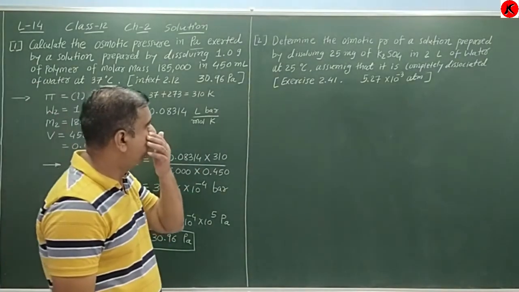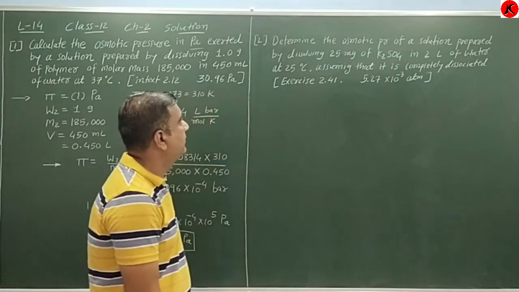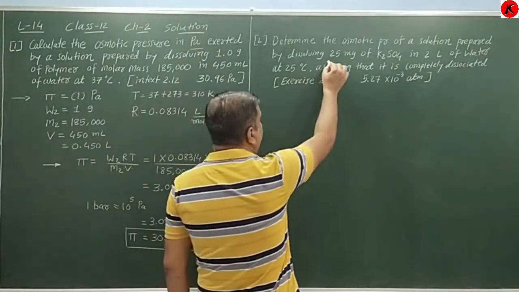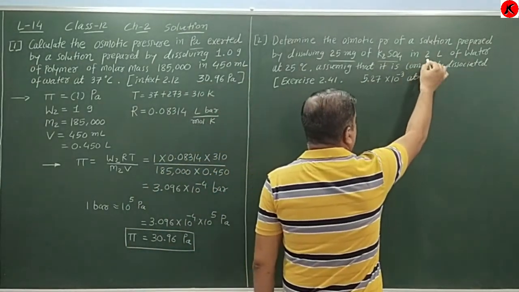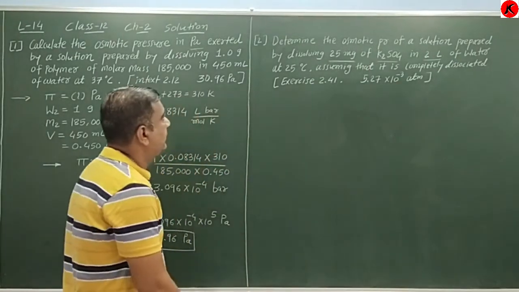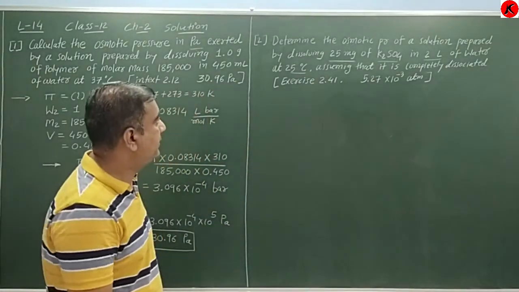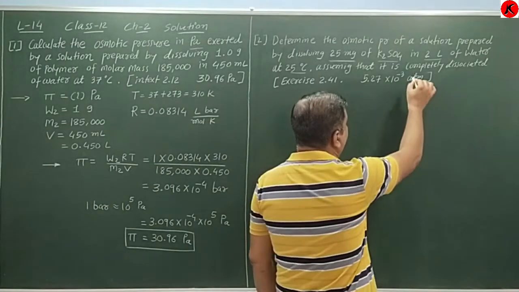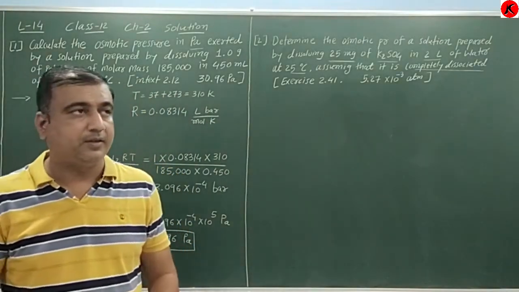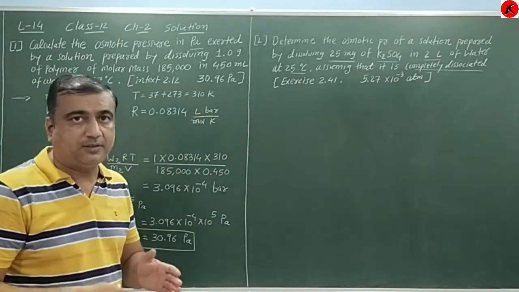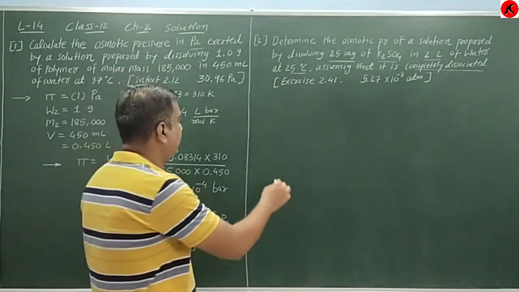Now second example. Determine the osmotic pressure of a solution prepared by dissolving 25 milligram of K2SO4 in 2 liter of water at 25 degrees Celsius. Again, information is given: assuming that it is completely dissociated. So we know here the solute is K2SO4. K2SO4 is an ionic compound. That means it is completely dissociated. It is given. So how to solve this example?